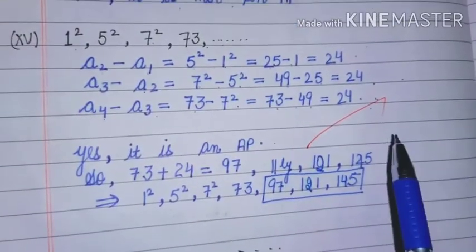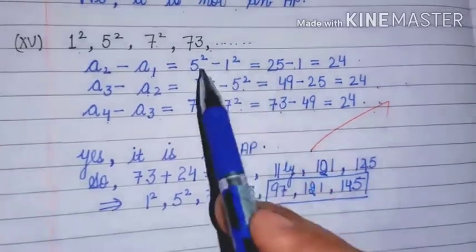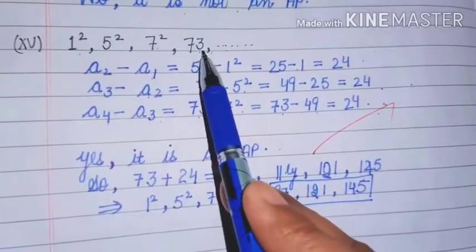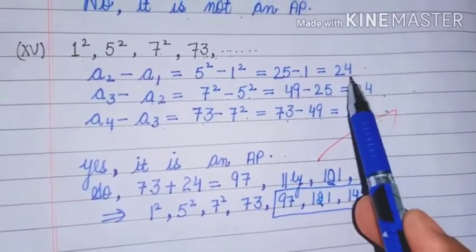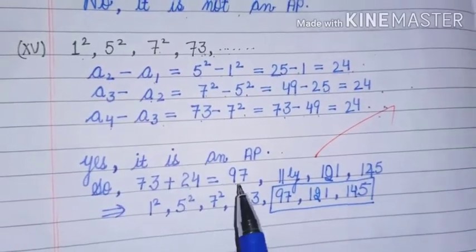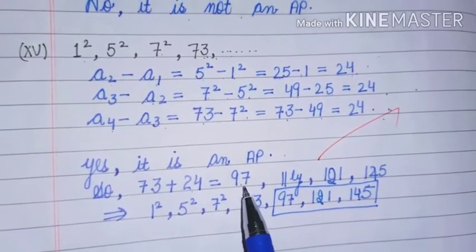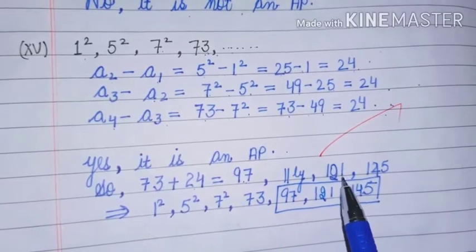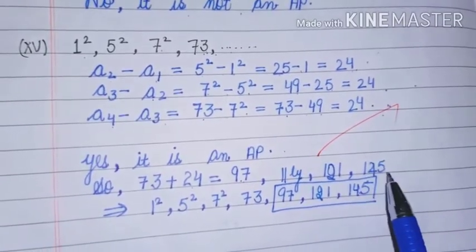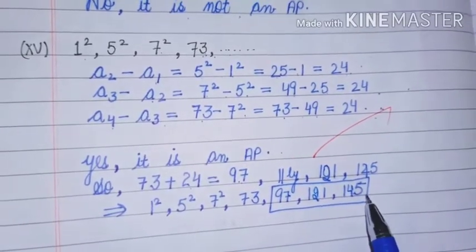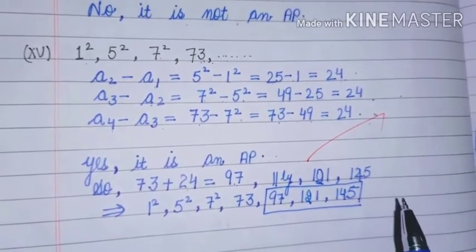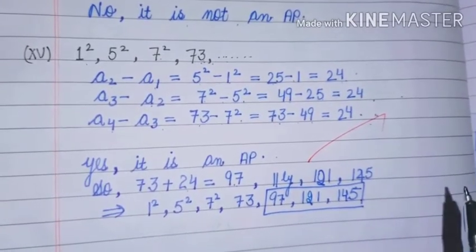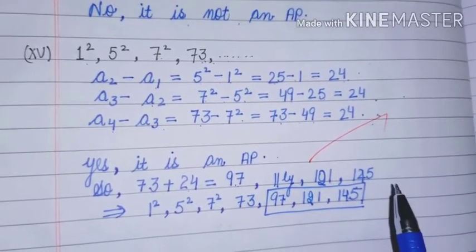Now you will find the next three terms. How to find? In the last one, that means 73, you will add the common difference 24. 73 plus 24, it is 97. Similarly 97 plus 24 you will get 121. 121 plus 24, it is 145, beta. This is your fourth question, and with this question your exercise 5.1 is complete.